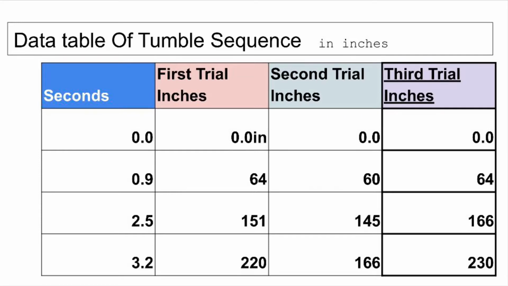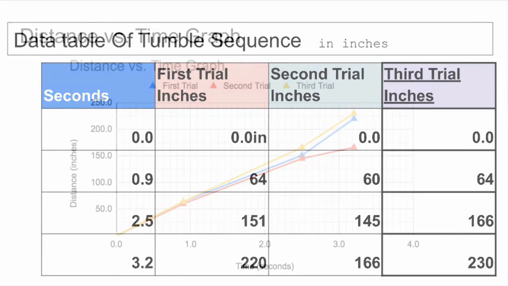At 0.9 seconds, my hands were at 64 inches. At 2.5 seconds, my hands were at 166 inches. And at 3.2 seconds, my hands were at 230 inches.